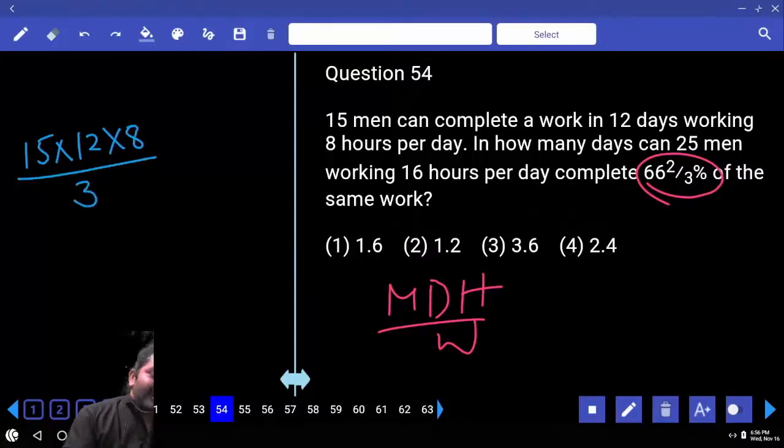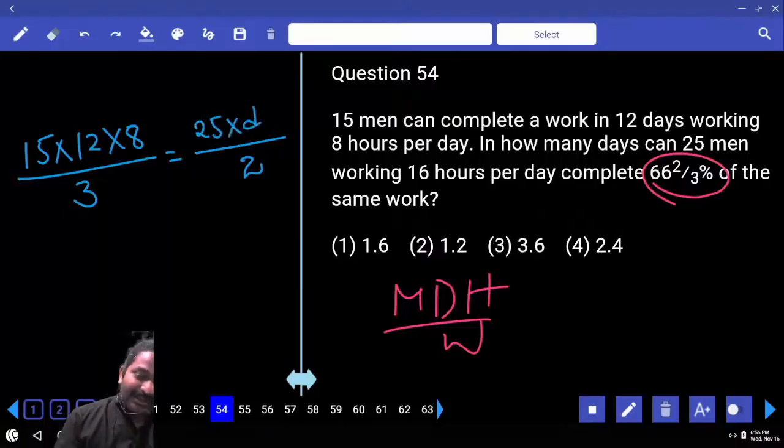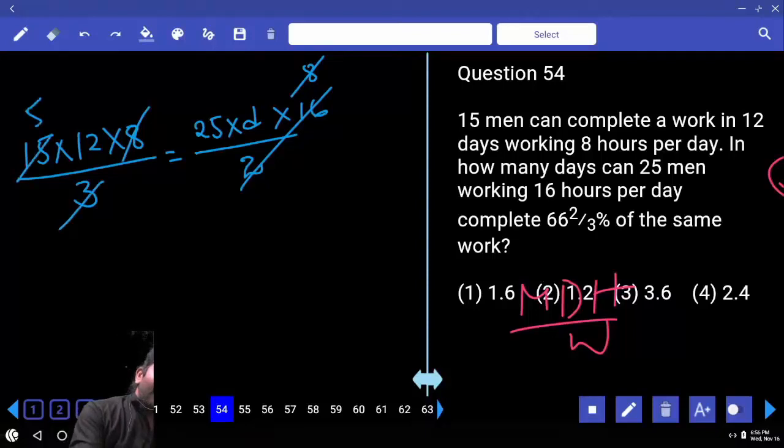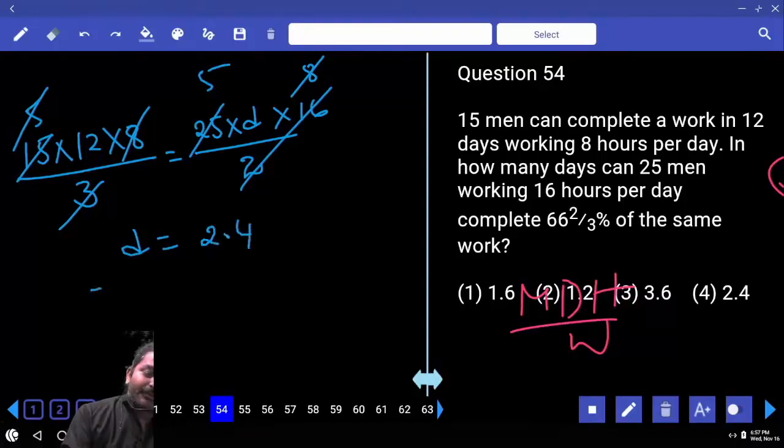What's the total work? 3. Now how many parts of work they need to do? 2, which is 66 2/3%. Correct? How many men are there? 25. And days we have to calculate. And how many hours? 16. 2 times 8, 8 gets cancelled. 3 times 5, 5 times. D is equal to 12 by 5, which is 2.4 days.